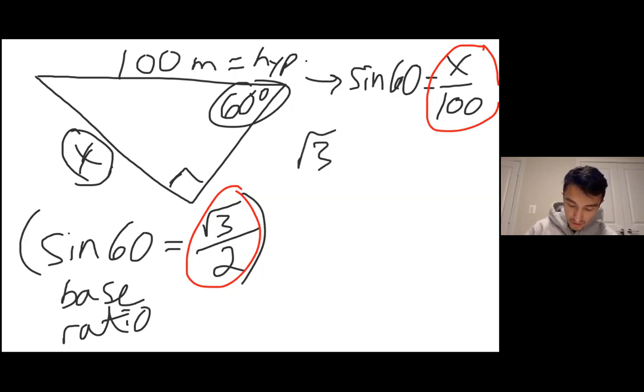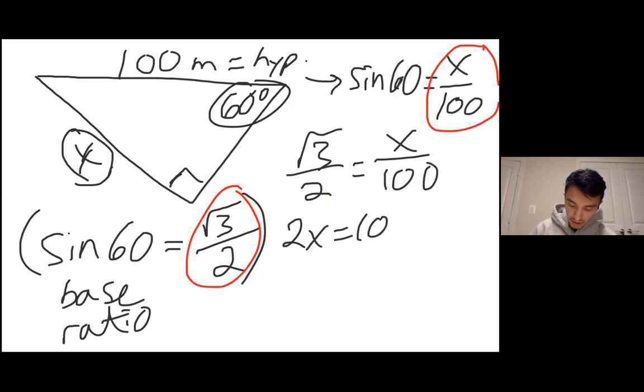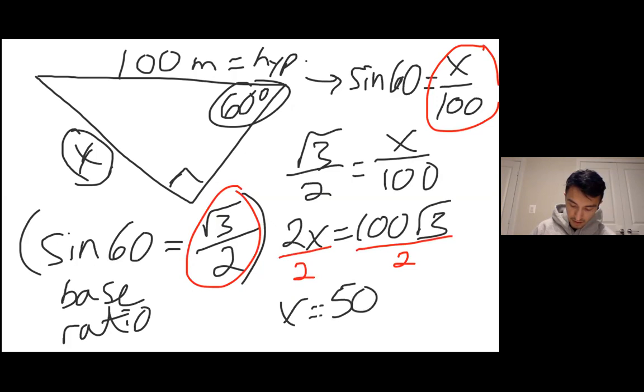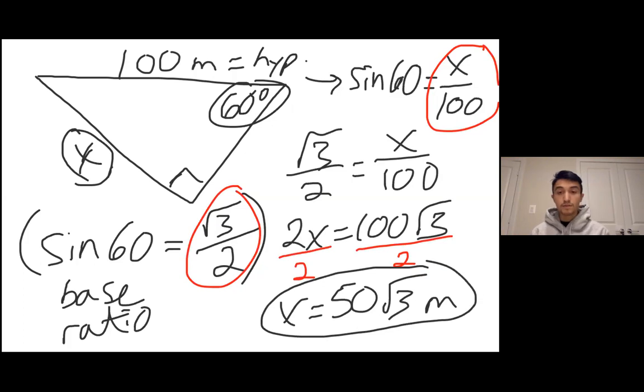Square root of 3 over 2 equals x over 100. Cross multiply: 2x equals 100 times the square root of 3. Divide by 2, divide by 2. Final answer, x equals 50, and then you keep that square root of 3. And if this was a word problem, of course, you don't want to forget your units. So x equals 50 square root of 3 meters. And leave it like that, right? Don't go change it to a decimal because that's not as pretty or nice.